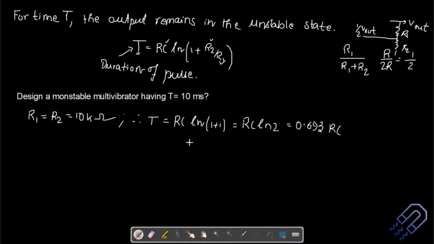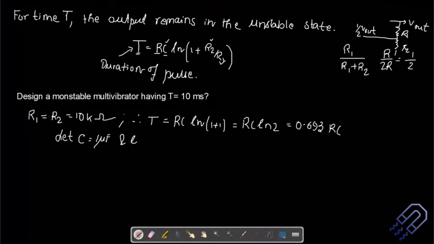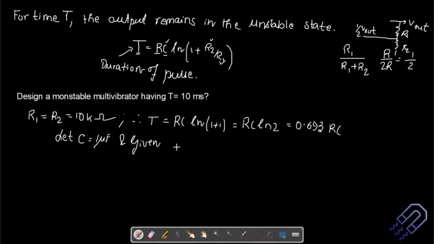Now what I need is to design the circuit. That means I should know what this R is and what this capacitor is. So let's take a value of a capacitor. Let's say I take a capacitor of 1 microfarad, and given T is equal to 10 milliseconds, this is already given. Now we can find out the value of R.